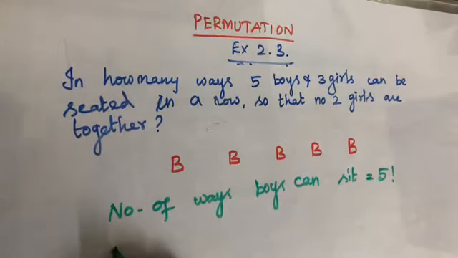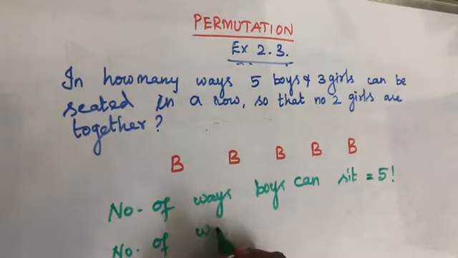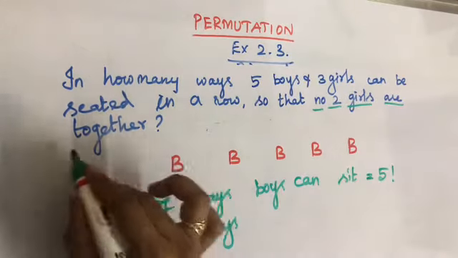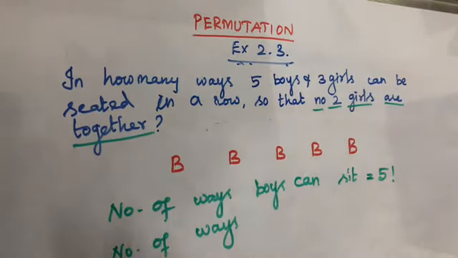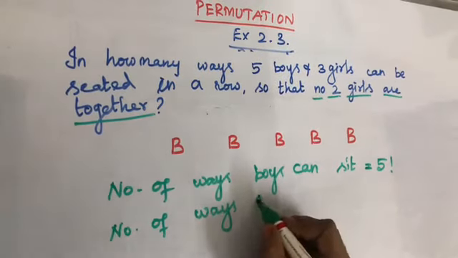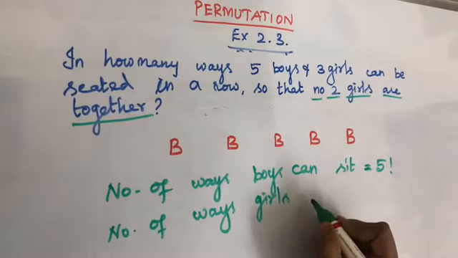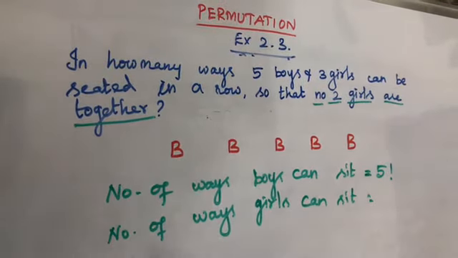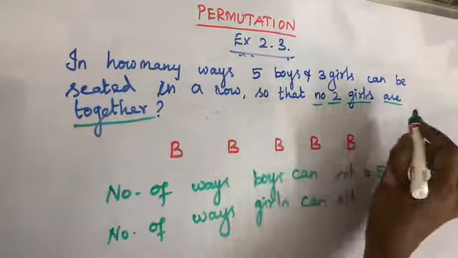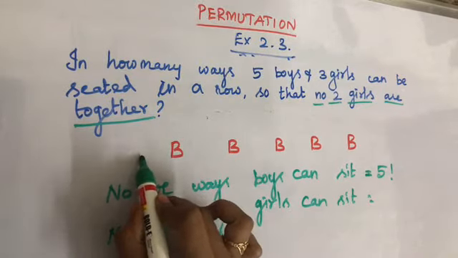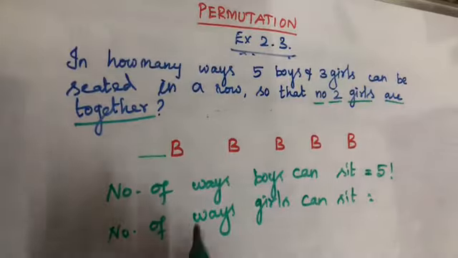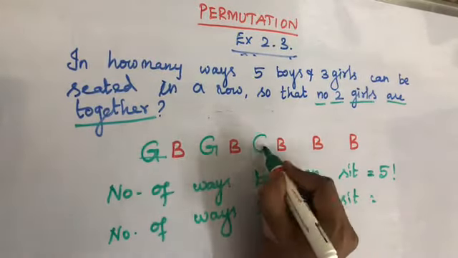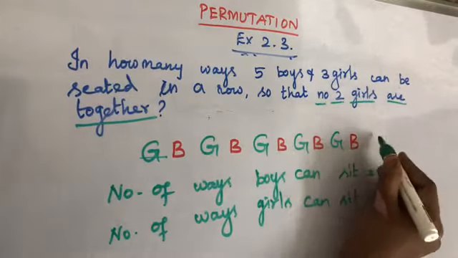But for girls, they have given a condition. No 2 girls are together. 2 girls should not sit next to each other. Okay. So we have to arrange accordingly. Okay. So for girls to sit, what are all the possible ways here? No 2 girls are together. So I can draw 2 lines here for girls. Okay. So one girl can sit here, a girl here also, here and here.